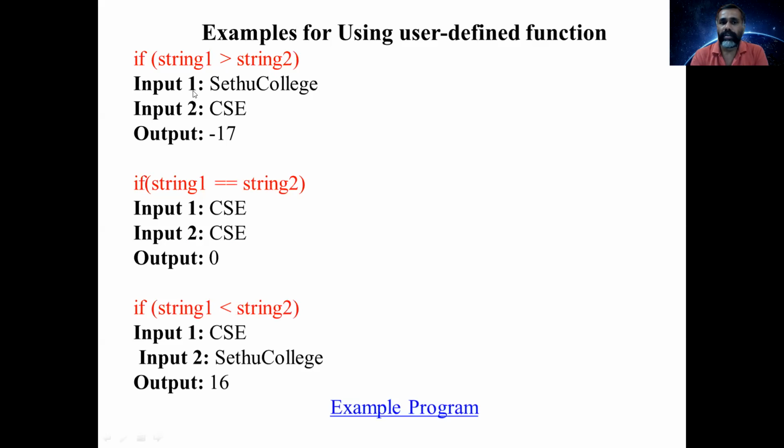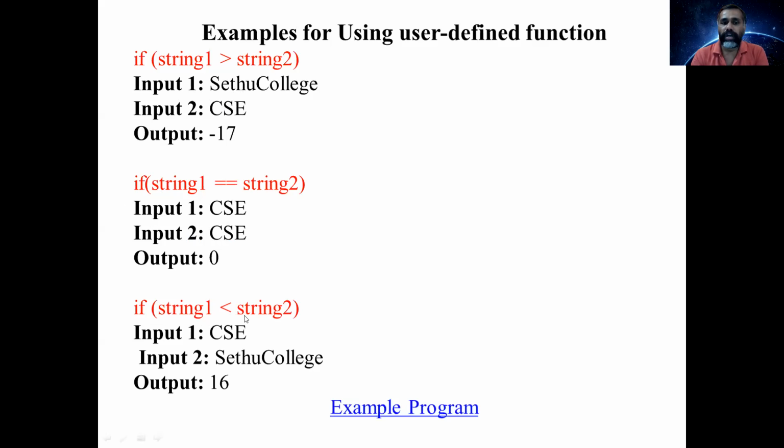Let us see, the string 1 input 1 is Sethu college and input 2 is CSE. So when we compare these two, if we check the first condition, the string 1 is greater than string 2, then it returns a negative value. In second condition, if two strings are equal, let us see the input 1 and input 2 are both CSE, then this condition is true, it returns a 0 value.